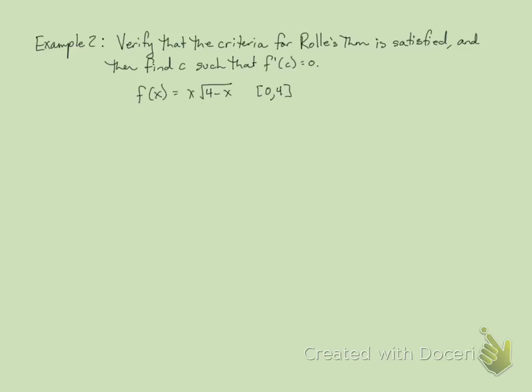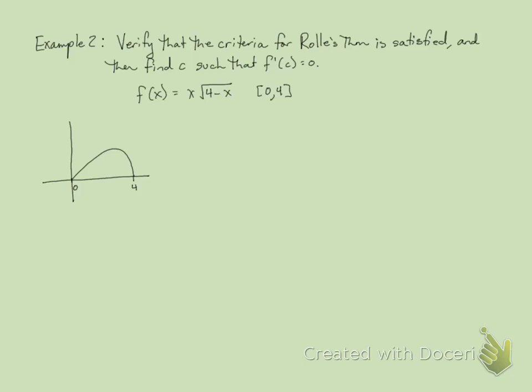In this second example, we have a more complicated function. And if you were to look at this in your calculator, it's going to look a little bit like that, where this is 0 to 4. So it is continuous over the interval from 0 to 4, and it's differentiable in the open interval from 0 to 4. I have no breaks, and I have no sharp corner points.